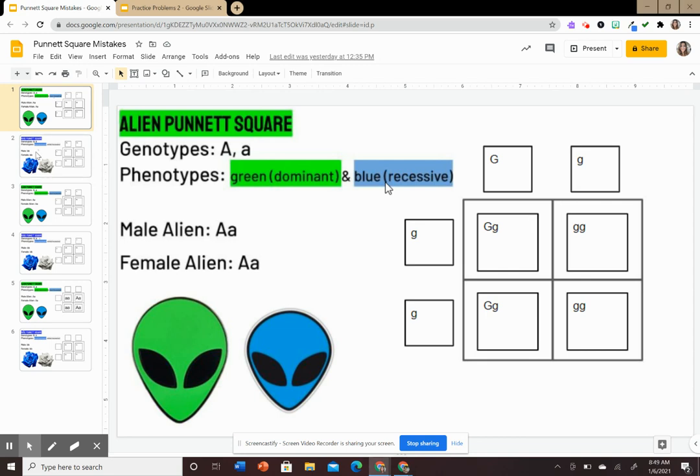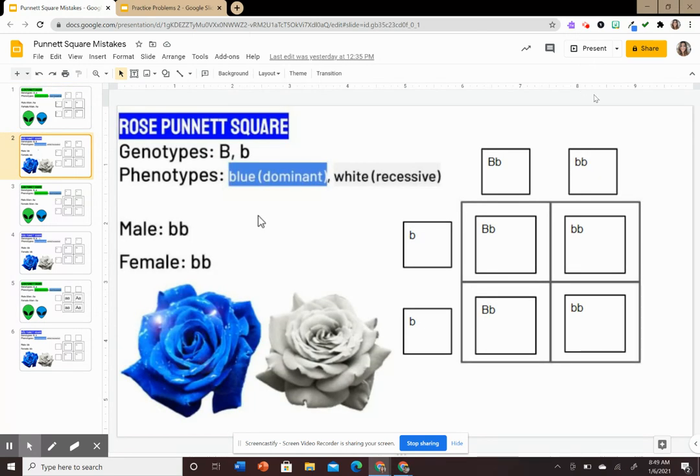The next thing right here. So they set this up incorrectly. So let's take a look, okay? So our genotypes are big B and little b, okay? Big B is going to represent the blue phenotype, or the blue rose color, and little b is going to represent the white rose color, right? Or the recessive color. So if we come down here, the male flower is little b, and the female flower is also little b.